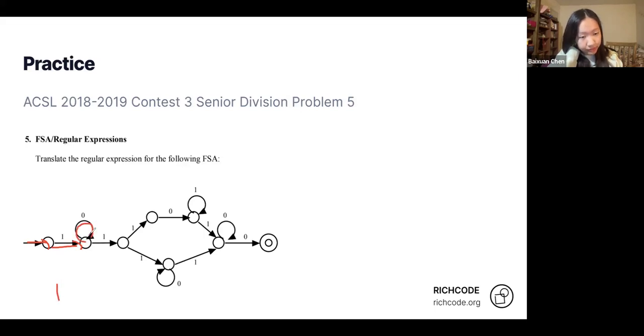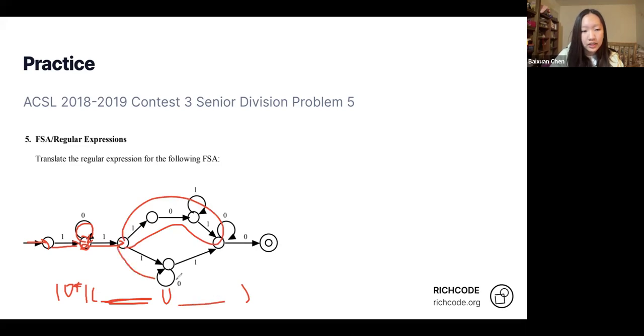And then again, here is an arrow that keeps it in the same state. So this is optional. It can be any number of times. So it'll be 0 asterisk. And then to get into the next state, we must only go through 1, 1. And then here we need to go through another one. Because there are two options, there are two separate paths we can take. We need to add an or sign in that regular expression, and an or is represented by a U. And then in the or sign, this side will be this expression, and here will be this expression.